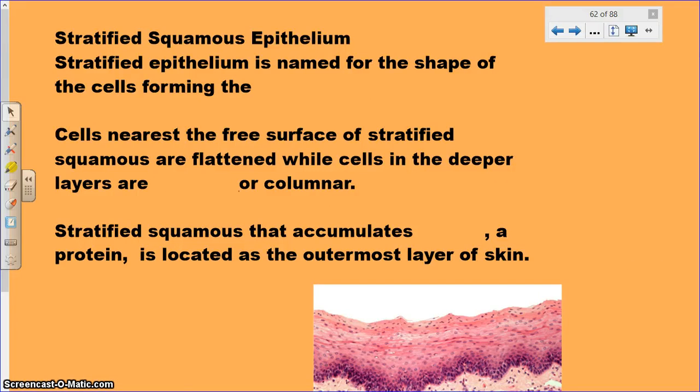Stratified squamous epithelium is named for the layers of cells that are closest to the free surface. There, the cells are that very flat, thin shape, which is where the squamous name comes from. The cells that are closer to the basement membrane are either cuboidal or even sometimes columnar. They're more rounded, they're closer to the blood supply. Remember, epithelial tissue doesn't have a blood supply, so those cells that are by the basement membrane are nourished by blood vessels that are in the connective tissue layer.